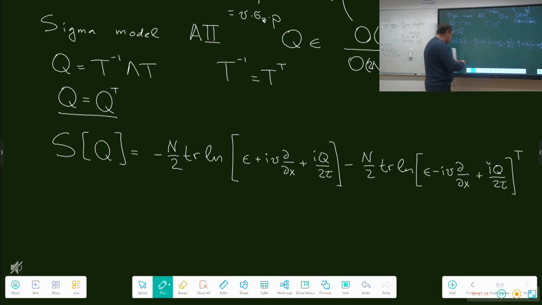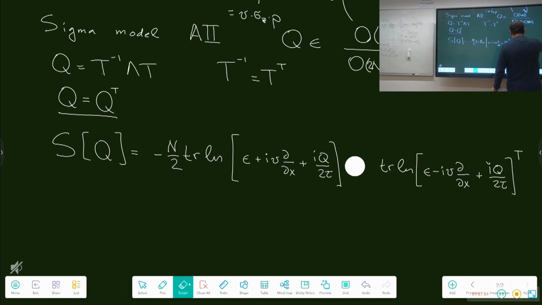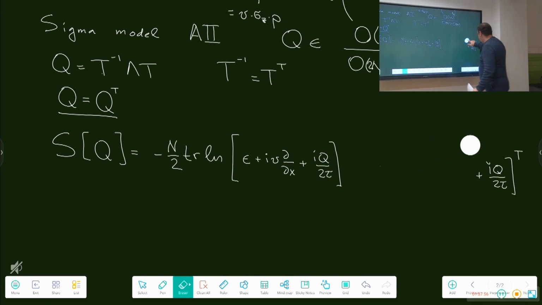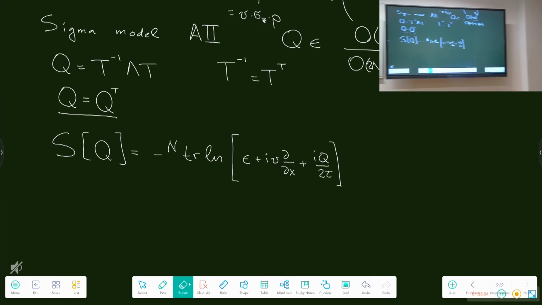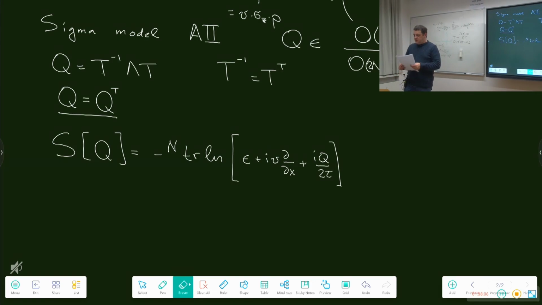So I can erase this second term, and I can erase this 1/2. That's it. It's just twice the same thing, so it's just minus n times this logarithm. This is the same as in the unitary class. Well, looks similar.